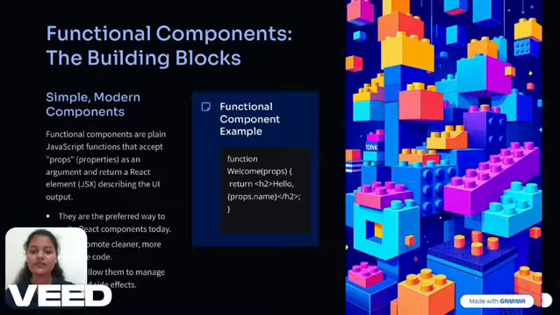Now functional components. They are plain JavaScript functions that accept props. Props are properties, passed as an argument, and the function returns a React element describing UI output. They promote cleaner and more readable code. Hooks are used to manage state and side effects.